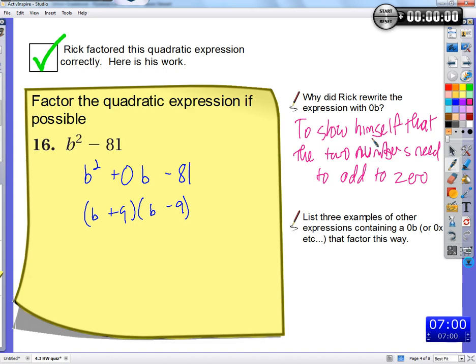So list three examples of other expressions containing the 0b or 0x, whatever, that factor like this. Question? Can we just use x squared? Whoa, whoa, don't give it away. Let everybody think about it. You've got to think about it.